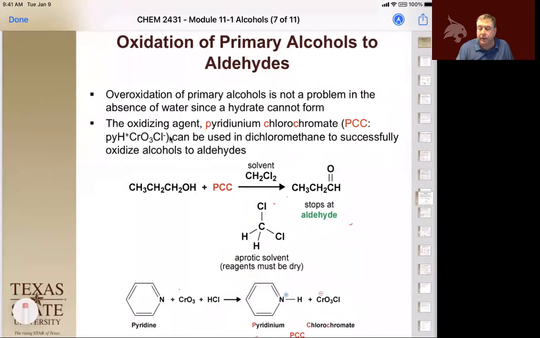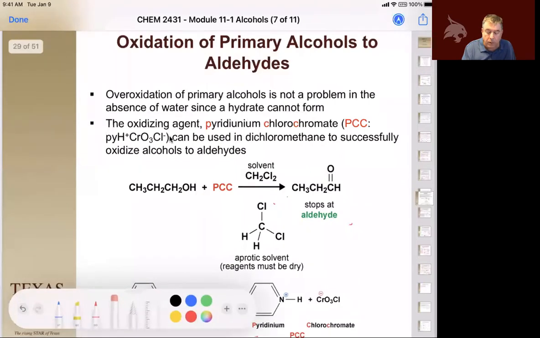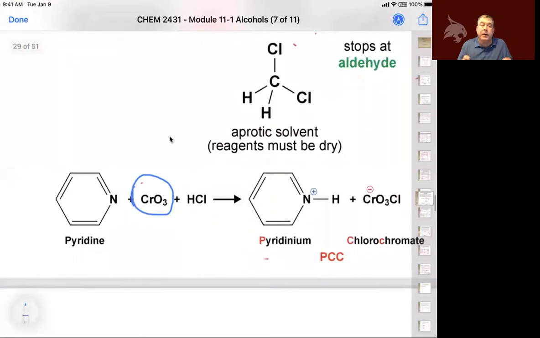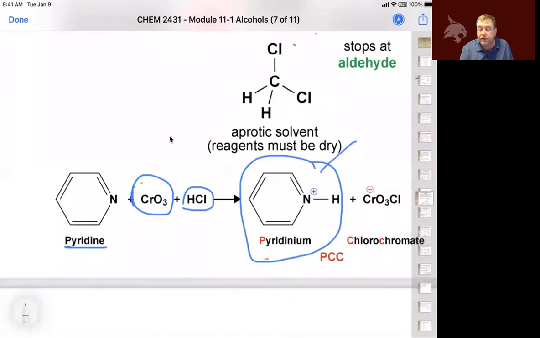Okay. The problem is with Jones reagent, that wouldn't be soluble in a system that does not have water in it. So we trick the system. And we trick the system by turning it into something that is organic soluble. So to trick the system, we start with the same base, which is our chromium oxide here, and we react it with pyridine and hydrochloric acid. What this ends up doing is pyridine acts as a base and creates this pyridinium cation. This pyridinium cation is soluble in lots of organic solvents.